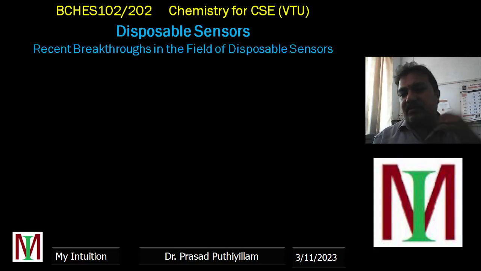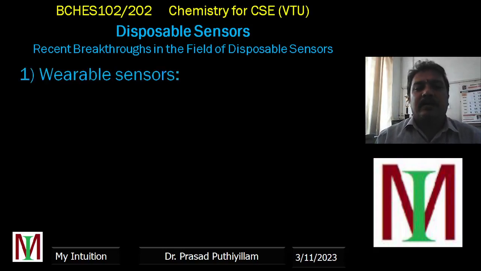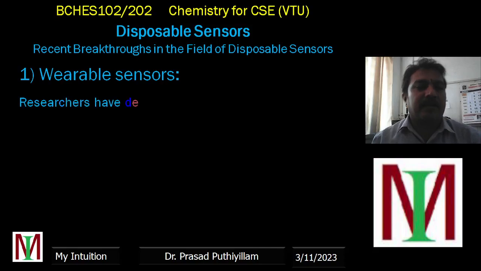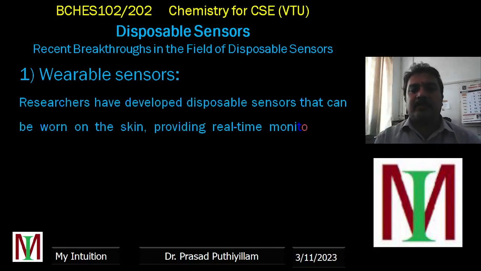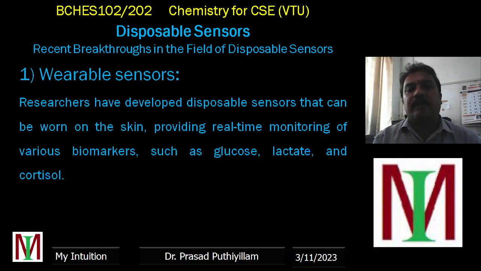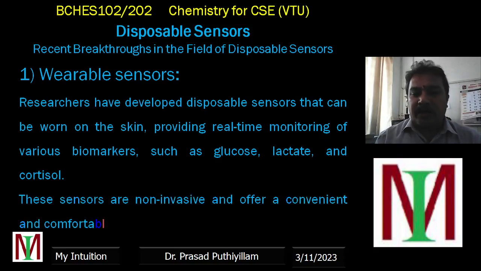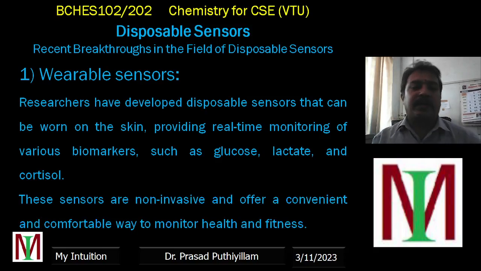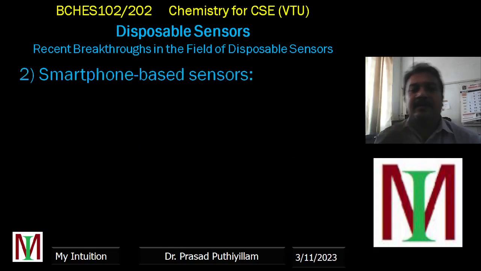And some of the recent breakthroughs in the field of disposable sensors. What is next in the disposable sensor? What is the meaning of a recent breakthrough? It can be used as a wearable sensor. Work is going on, it is not already there, to have wearable sensors providing real-time monitoring where various biomarkers like glucose, lactate, and cortisol can be detected. They are non-invasive and often offer a convenient and comfortable way to monitor health and fitness. Wearing just like a dress or a watch, a wearable one.